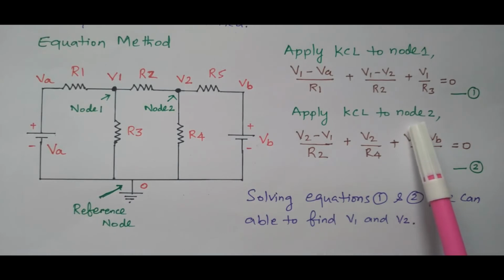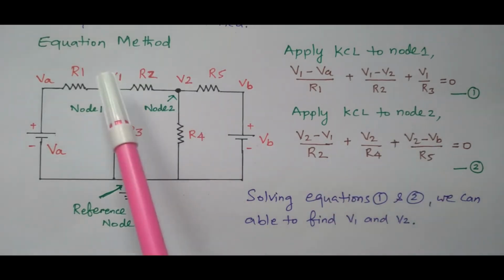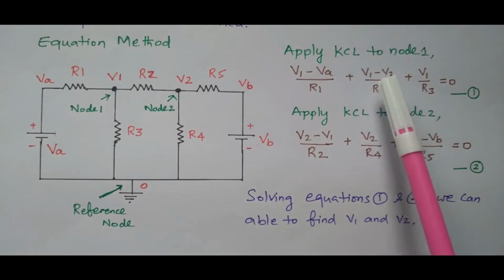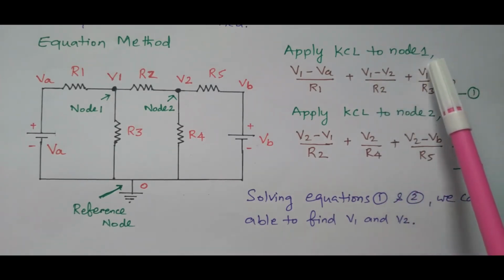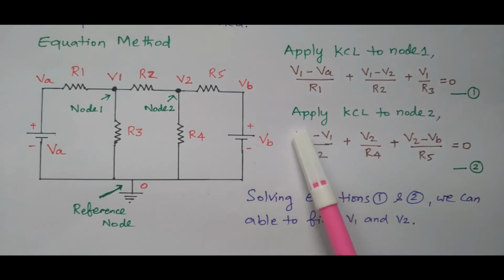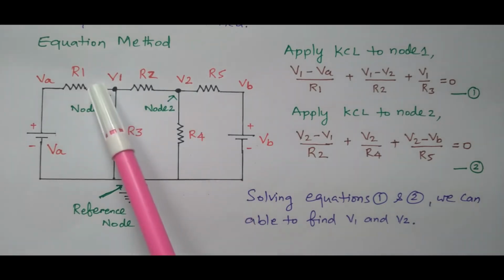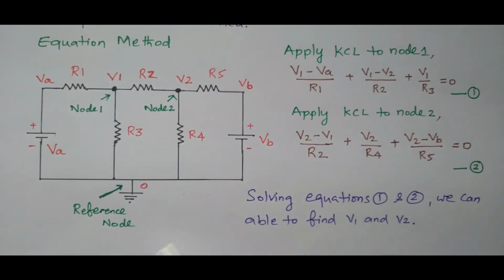Now we are applying node 2, so we need to refer to V2 minus V1. In case of node 1 it was V1 minus V2, because there we were applying node 1. Now it is node 2, so we need to take node 2 first, then node 1. So (V2 minus V1) by R2 is the current flowing through R2.